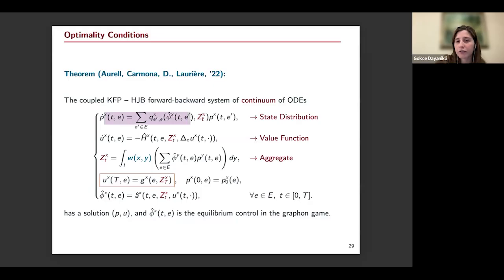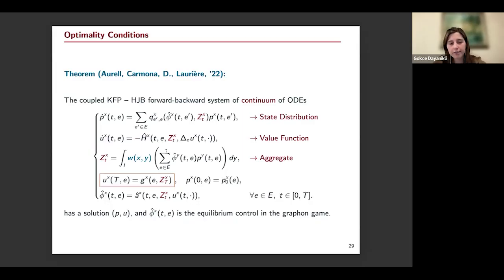We have the forward part, which is the KFP equation that gives the state distribution. We have the backward one, which is the Hamilton-Jacobi-Bellman equation that characterizes the value function. As you see, we have the terminal condition for that. And for the state distribution, the KFP equation, we have the initial condition. So then what we give as the theoretical result is that we show the existence of this continuum of ODEs.